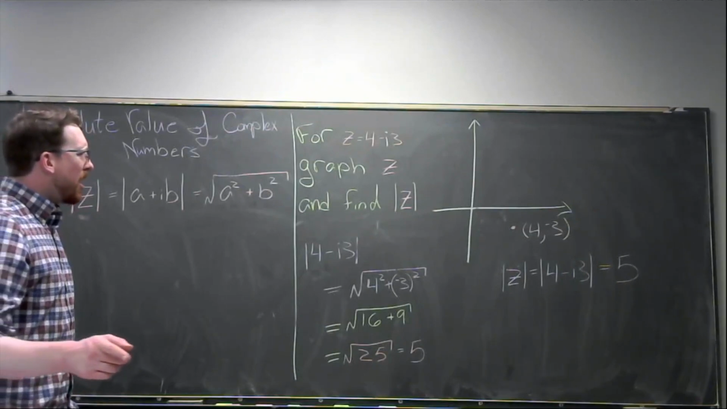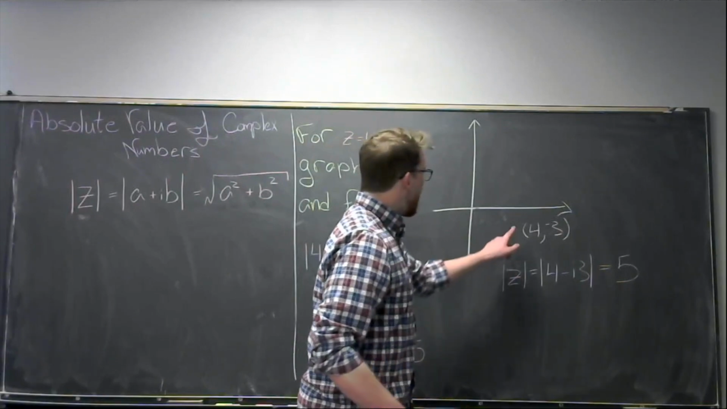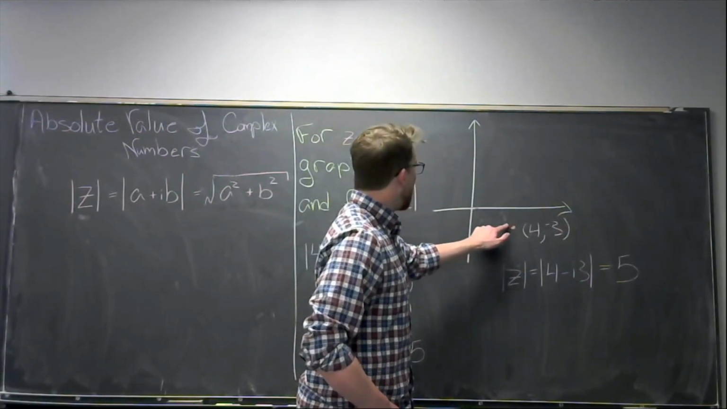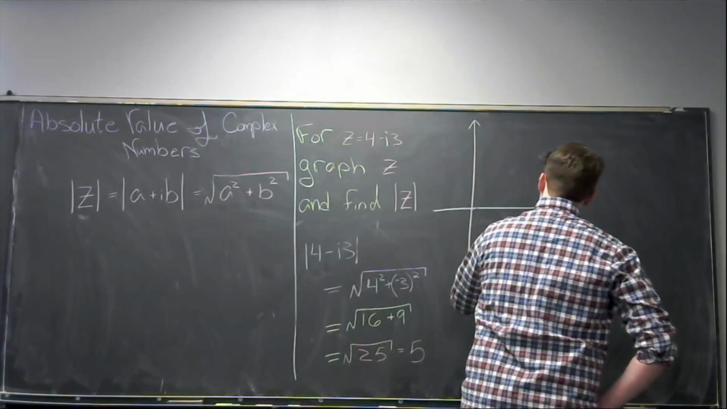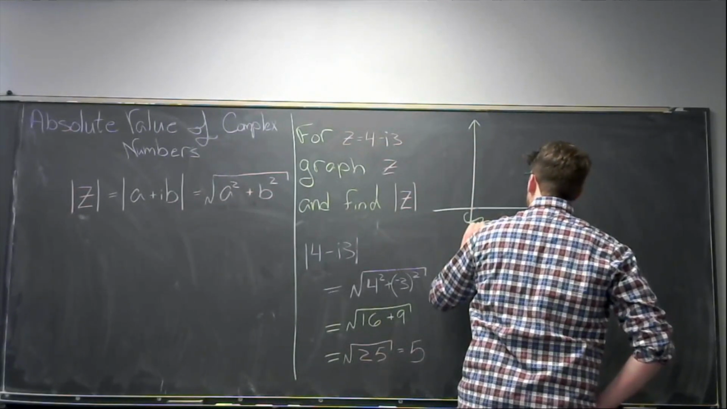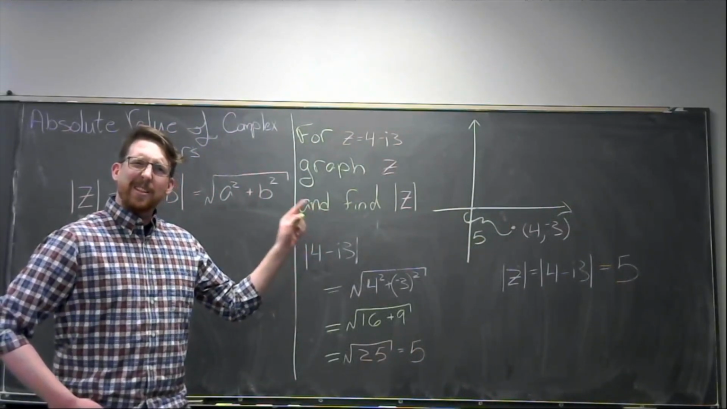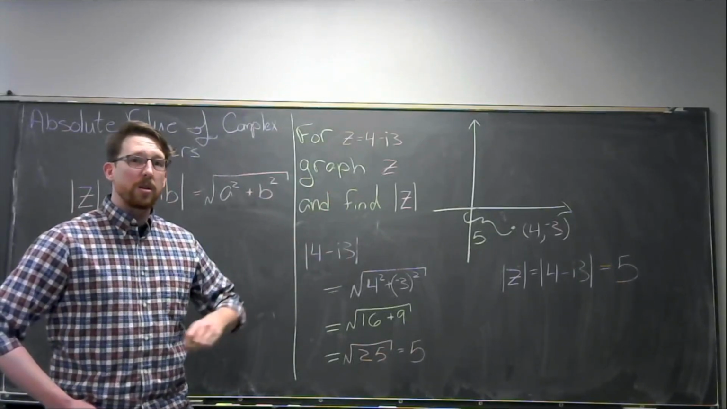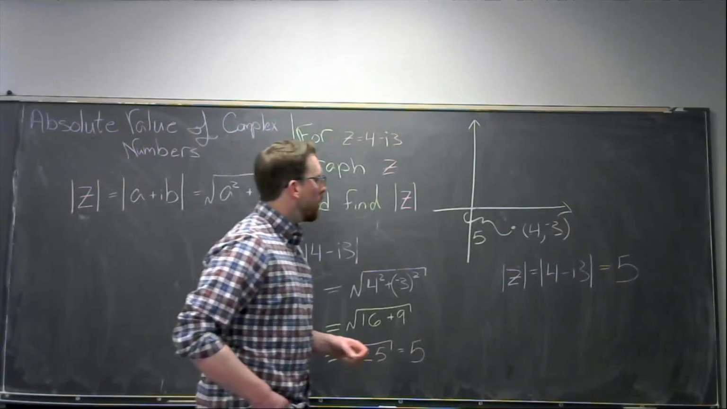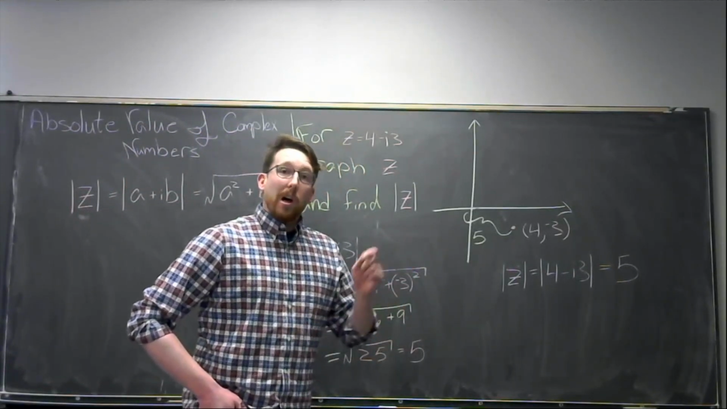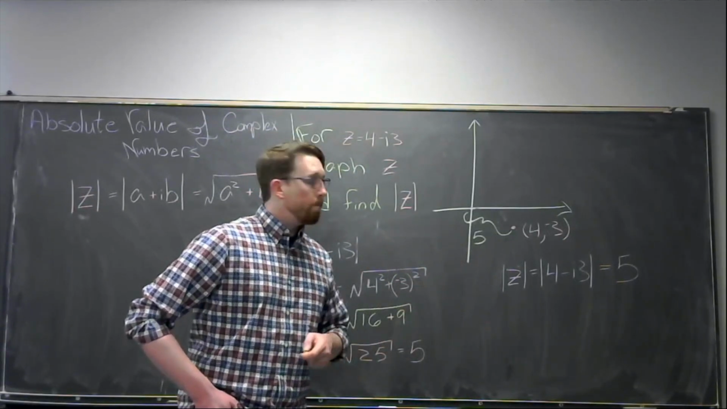Well, if that's the case, does that mean that this point is 5 units away? That what the absolute value of a complex number is, the distance that complex number is from the origin? Yeah, that's exactly what it is. The absolute value of a complex number tells you how far it is away from the origin.